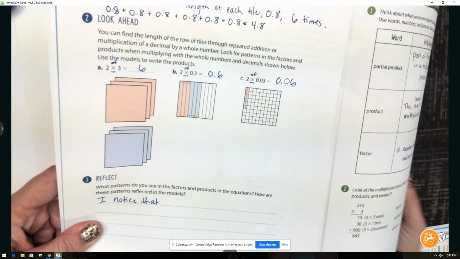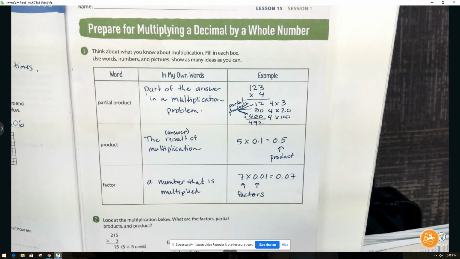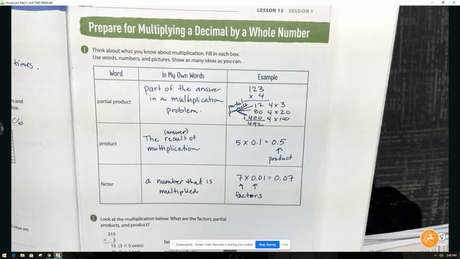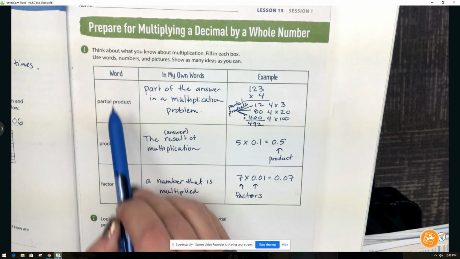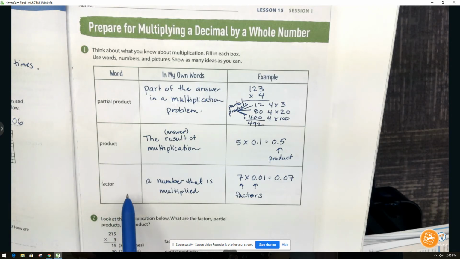All right. Now we're on page 311. This is our graphic organizer. It's a little bit different than the last few times because we're doing a vocabulary graphic organizer as opposed to the web graphic organizer that we normally have. Now here, we're thinking about three vocabulary words: partial product, product, and factor.